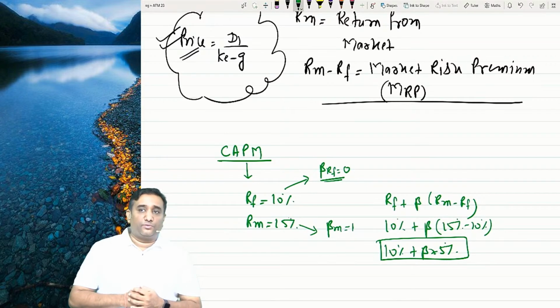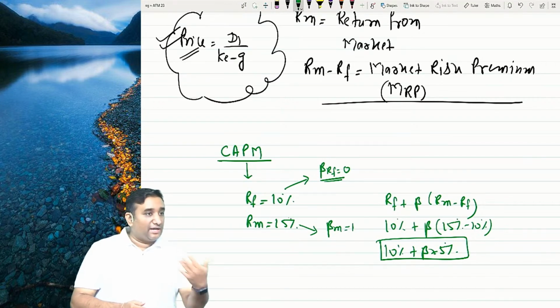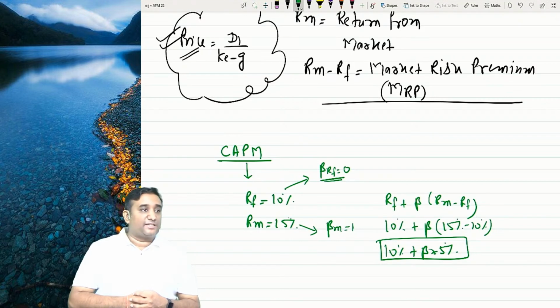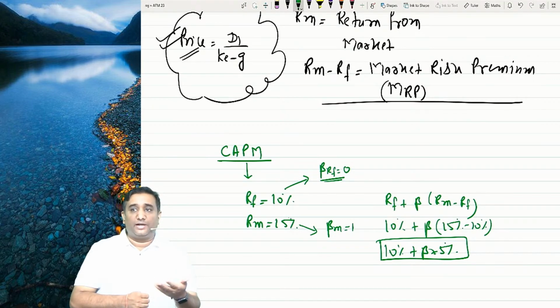You multiply by 1.2. That means your return would be 5 with respect to 1; with respect to 1.2, the return would be 6. The 10 anyhow you require, so your total return becomes 16%. If you are investing in a security that is even riskier, say beta 1.5, then your return expectation will be 5 into 1.5, that is 7.5. 10 plus 7.5, the return would be higher.